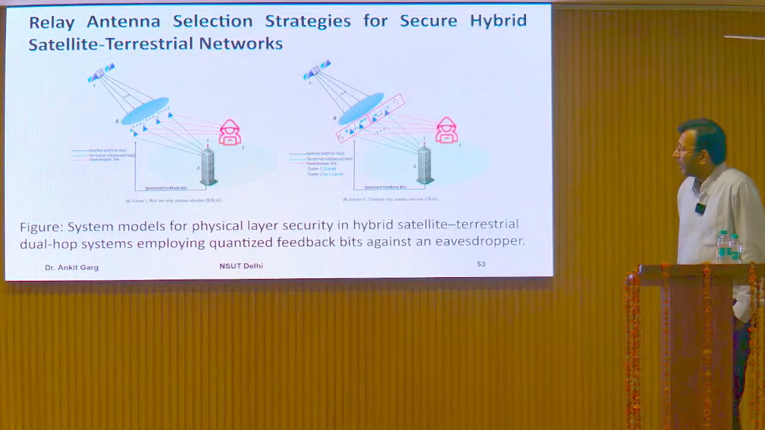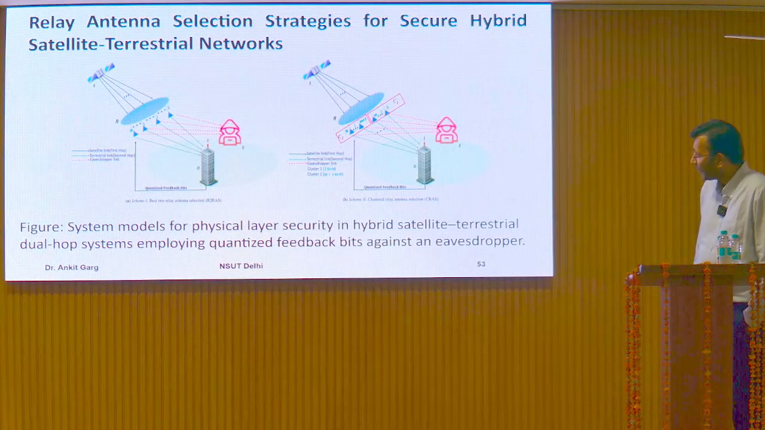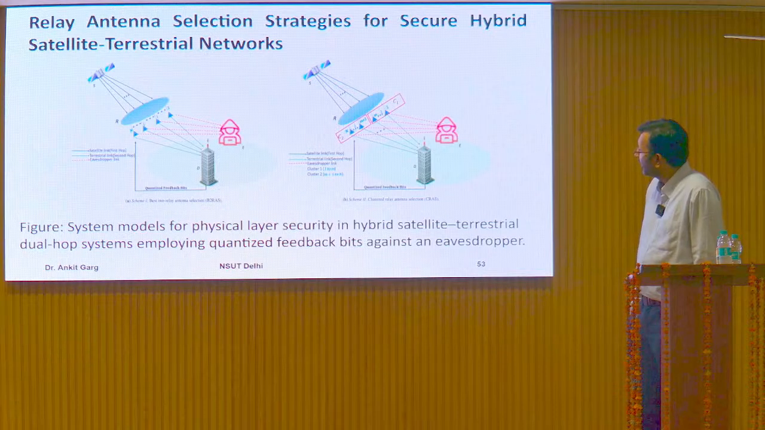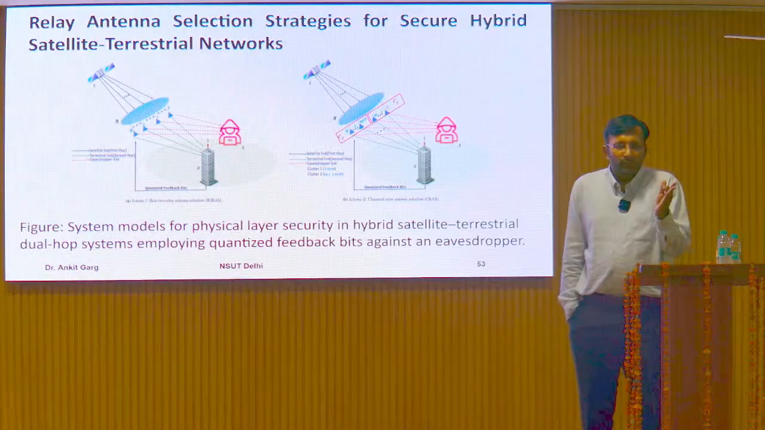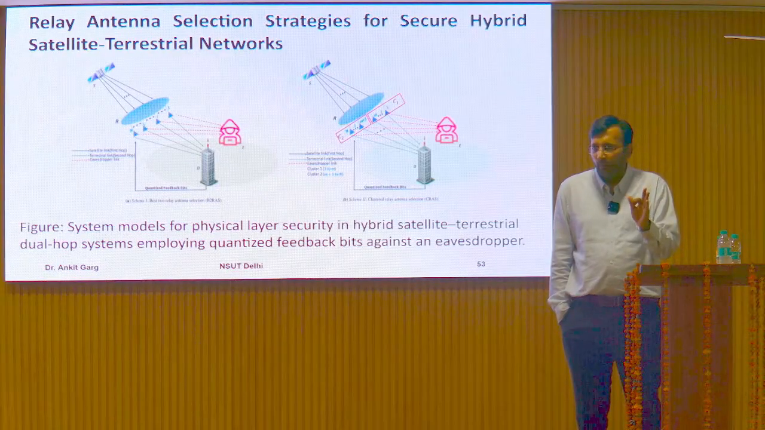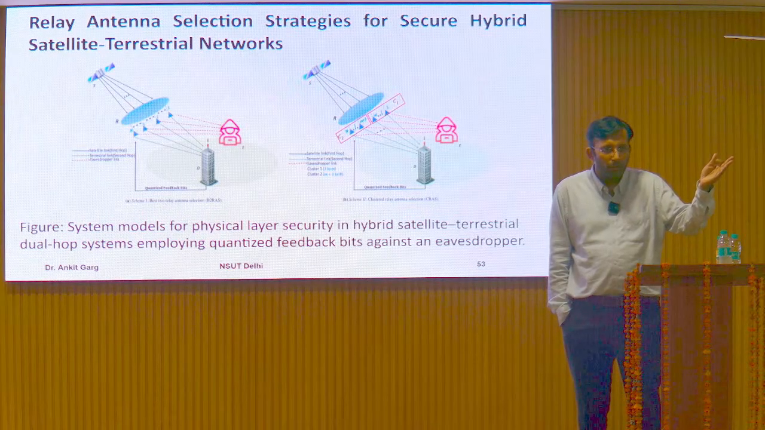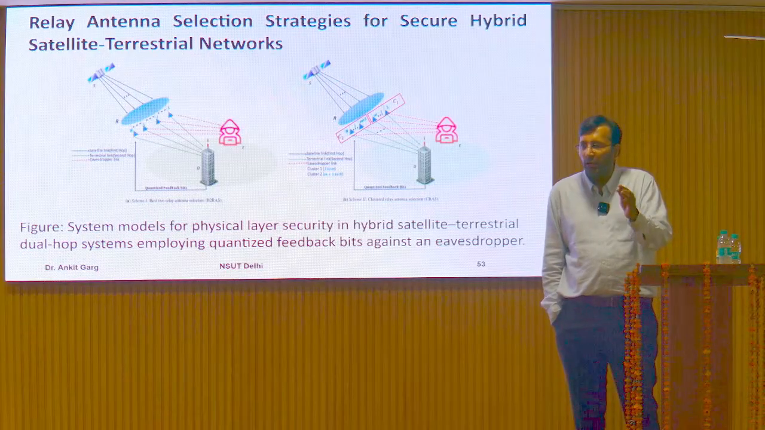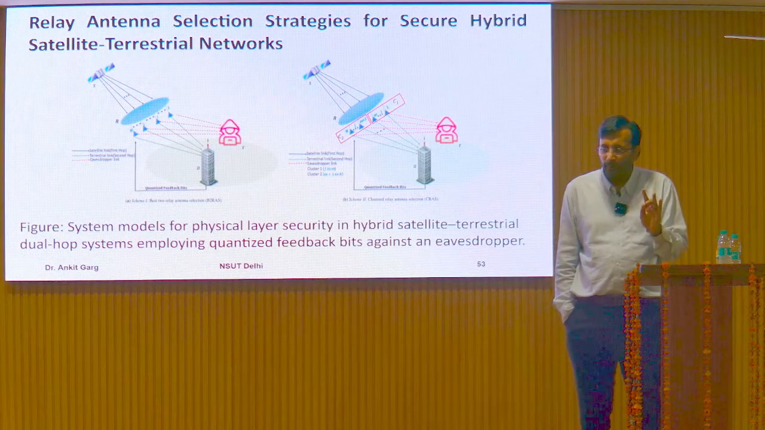In a cooperative manner, in the first hop we have applied satellite communication here, and in the second hop we have terrestrial communication in the presence of Eve. First scheme: log base 2 n number of feedback bits, select the best antenna, allocate the power optimally. Second, selecting the best cluster to reduce the number of feedback bits, which requires only 1 bit.